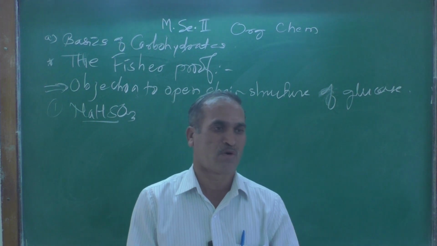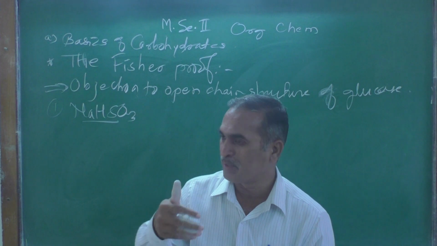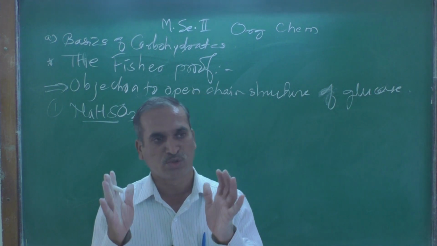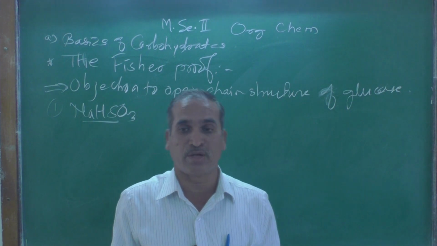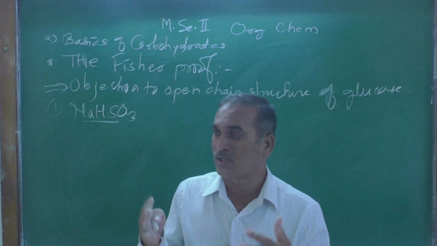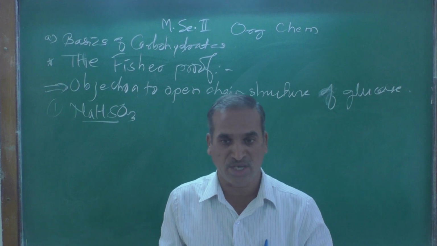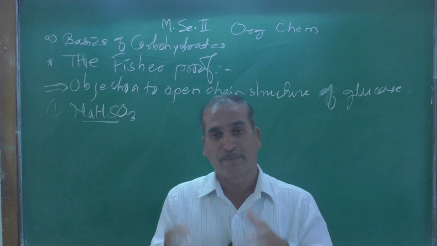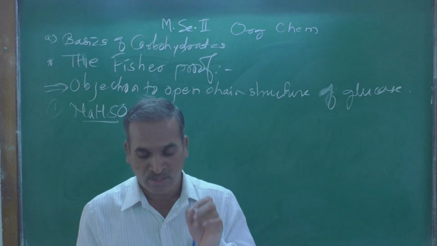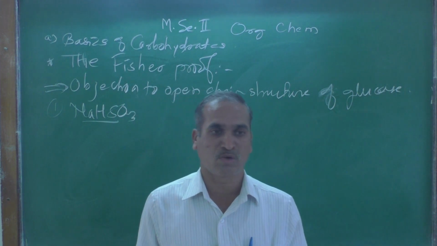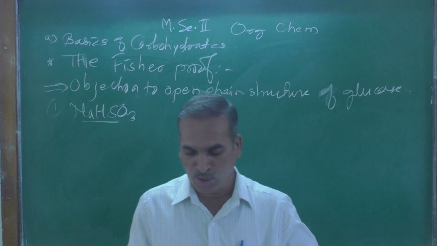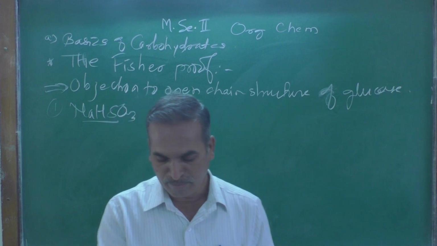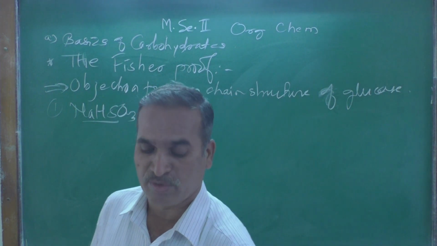This is the first observation made by the scientists. It means that the aldehyde group is not a free group present in the open chain of glucose. This is the first objection, or the first doubt, recorded by the scientists.